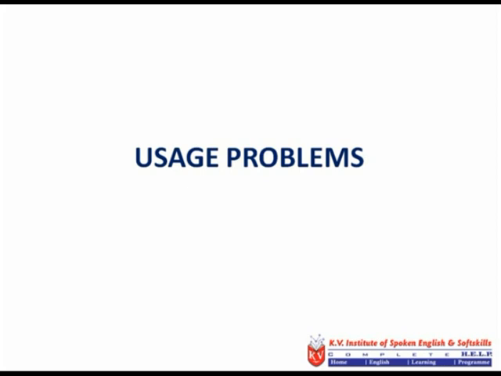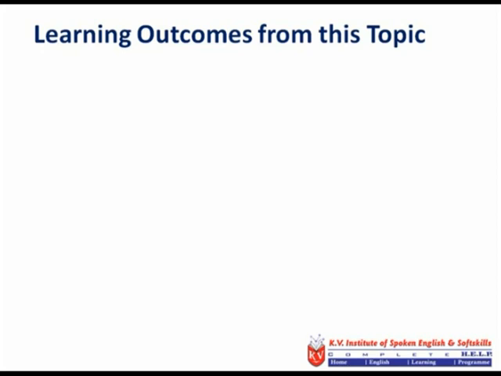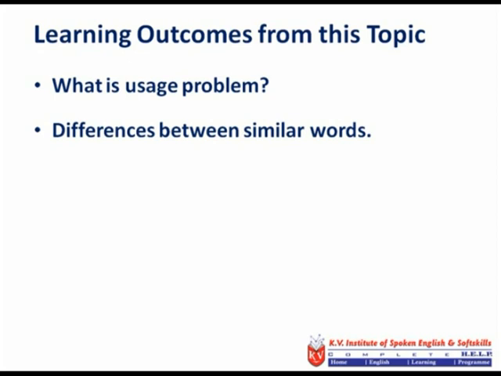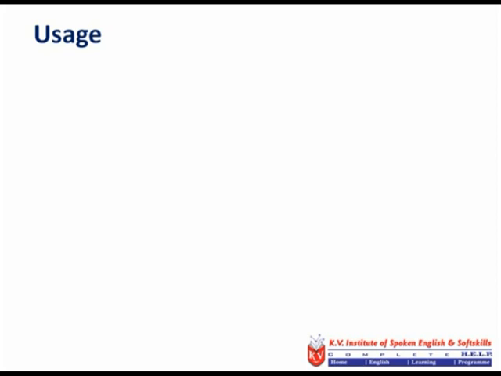Now let's go through our next topic, usage problems. Through this chapter you'll be able to learn what a usage problem is, differences between similar words, and appropriate usage. In English, some words have the same spelling and pronunciation but different meanings, and some words have the same pronunciation but different spellings and meanings. You need to know the difference between these confusing words because it helps you to write exactly what you mean. The following are some of the misspelled words.